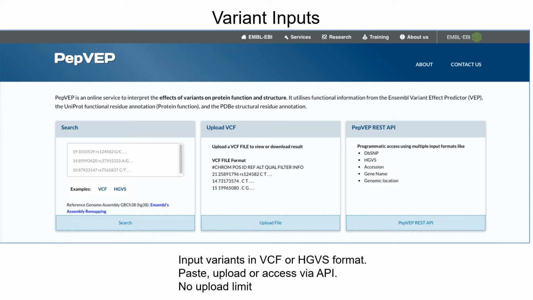Users can submit their variants in 3 different ways. Either they can paste their variants in VCF or HGVS format into this box. They can upload their VCF file with no upload limit, or they can access the PepVEP data programmatically via the REST API.